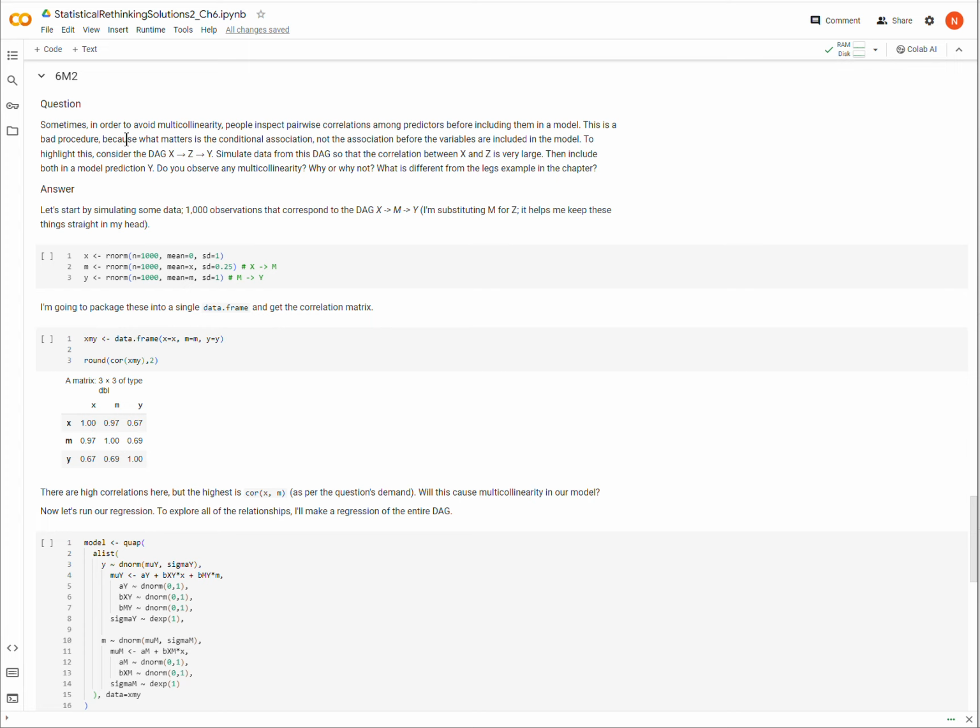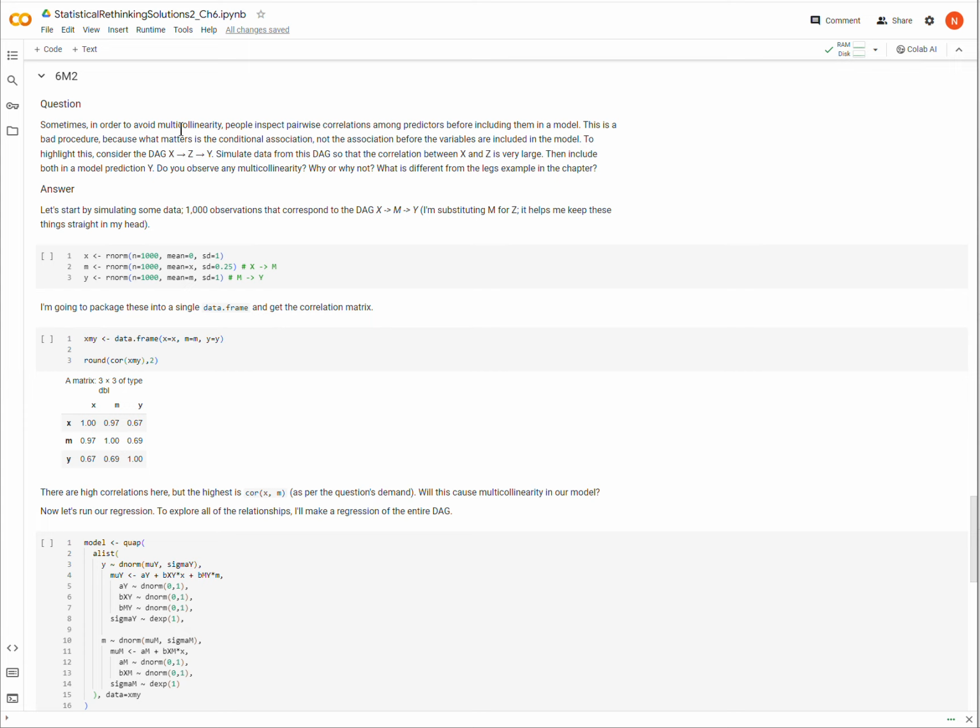In this question we are talking about multicollinearity, which, if you recall from earlier in the chapter, is when the estimates, or the beta coefficients, for two or more predictor variables are highly uncertain, and these predictor variables are highly correlated. Let me read the question here.